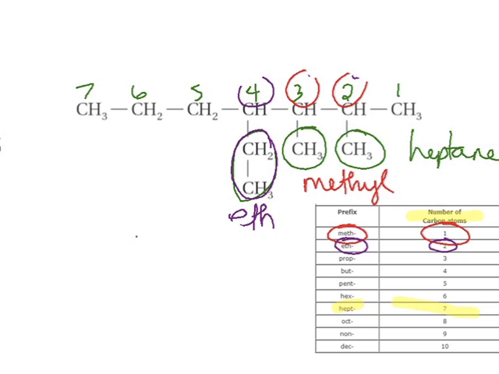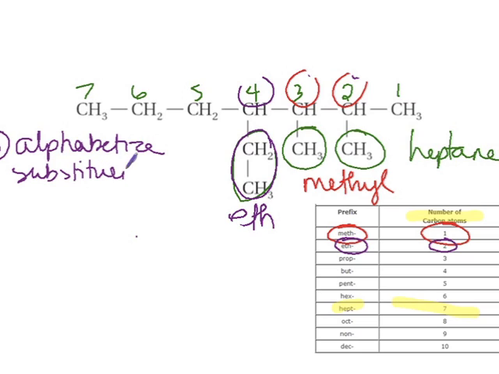Step 5 is to alphabetize the alkyl groups. The alkyl groups, or what we call the substituents. And when we alphabetize, we ignore the dis and tris and monos and all that business. Step 6 is to use proper punctuation. So we need to name this.